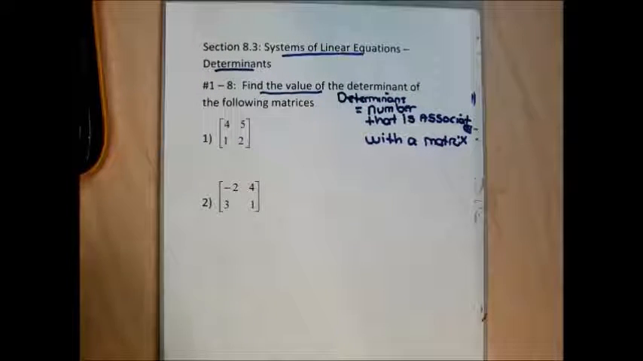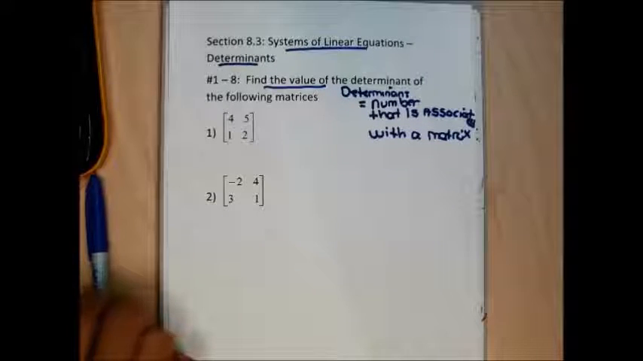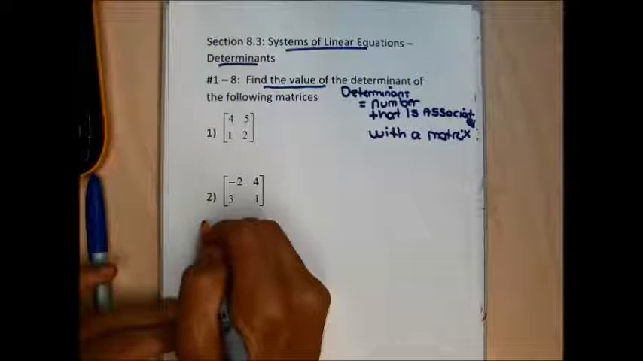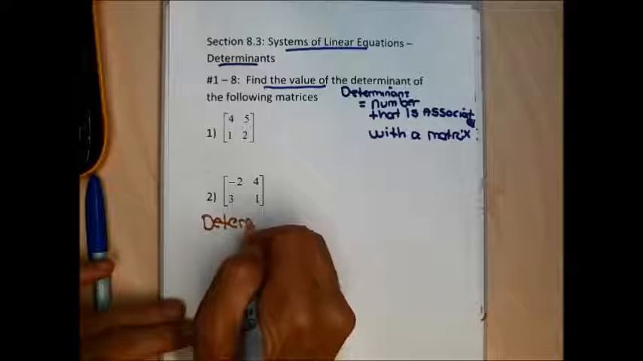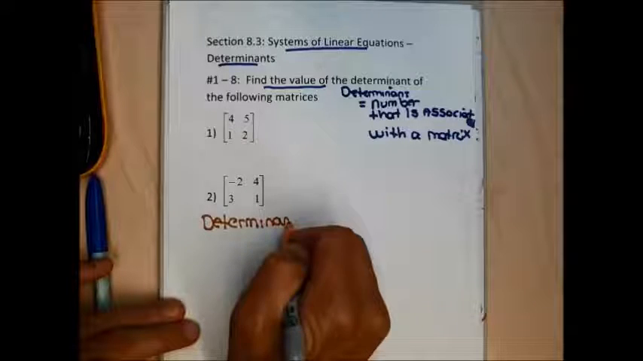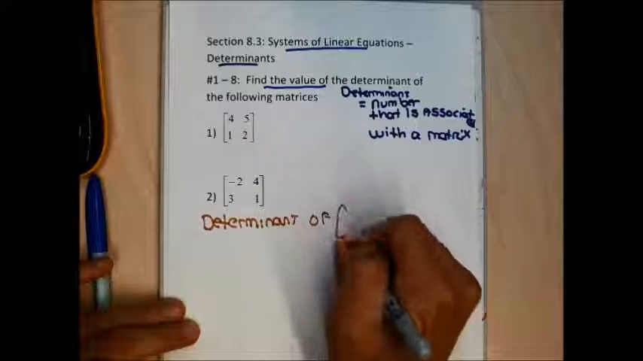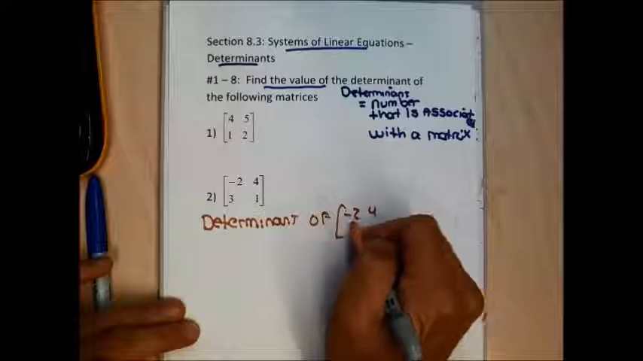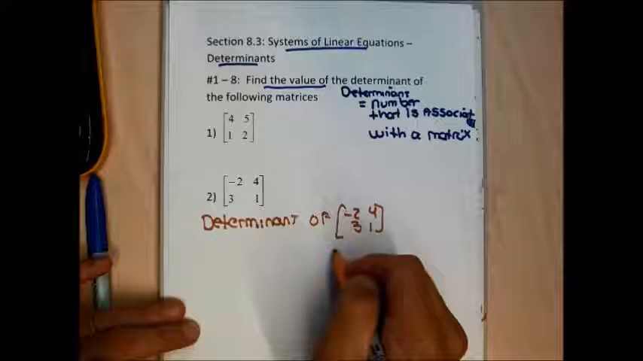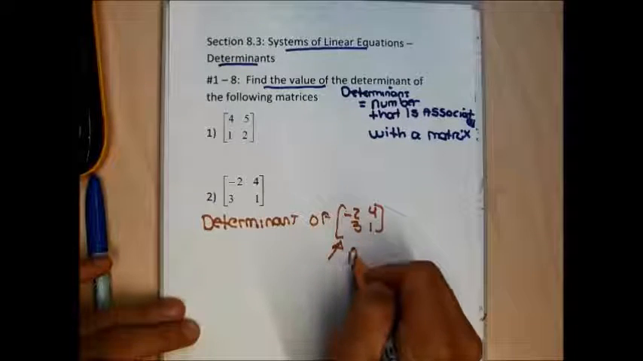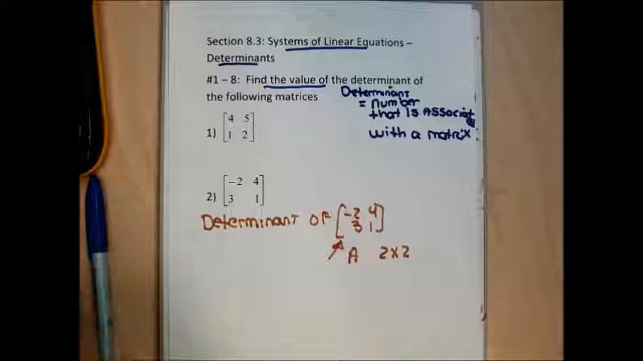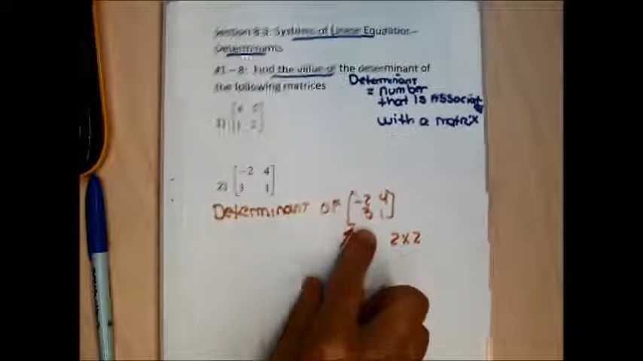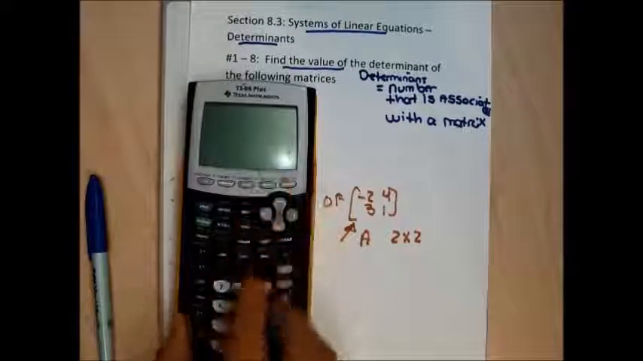Two ways to do it. My calculator can do it. I'm going to do it first on my calculator, then show you how to do it by hand. So for number 2, I'm going to find the determinant of this matrix. To do that, I'm going to enter this matrix as matrix A. It's going to be a 2 by 2 matrix. We know how to enter matrices already, so I'm going to go through that process.